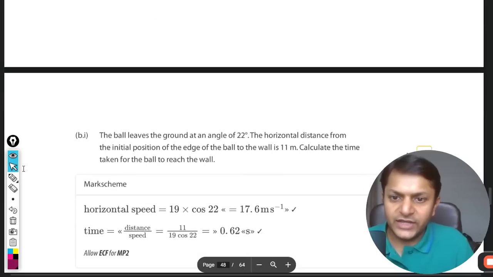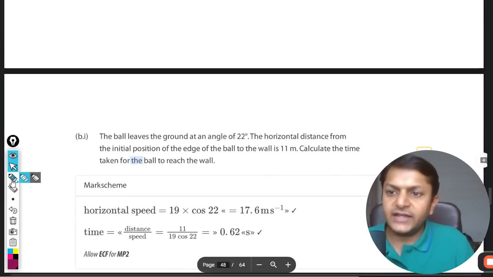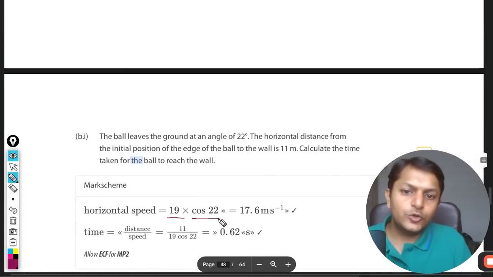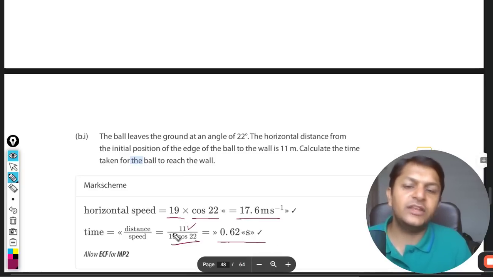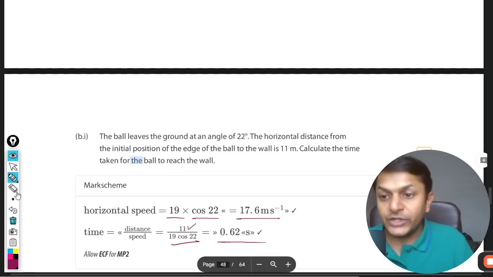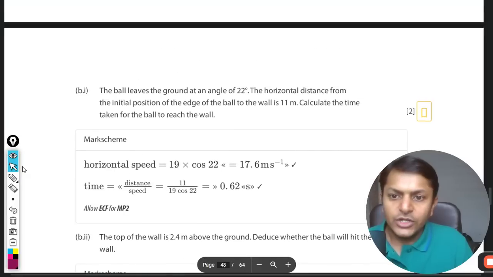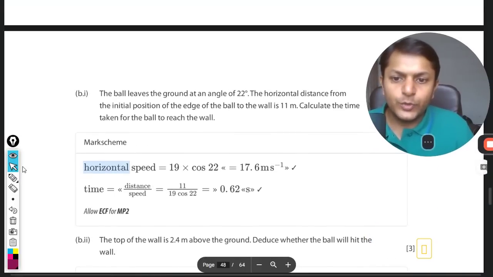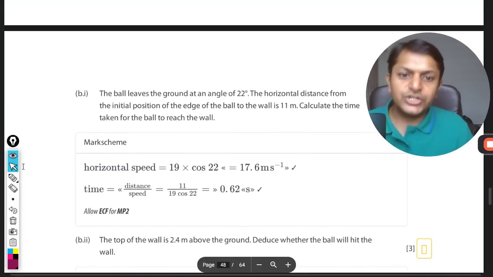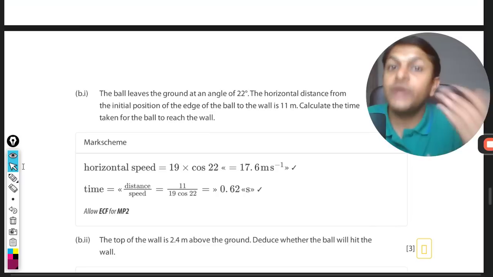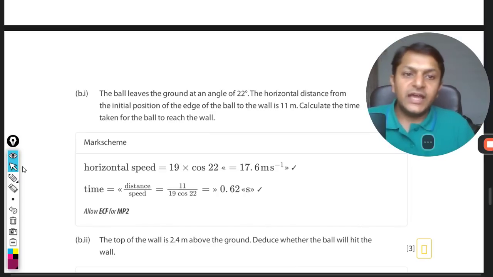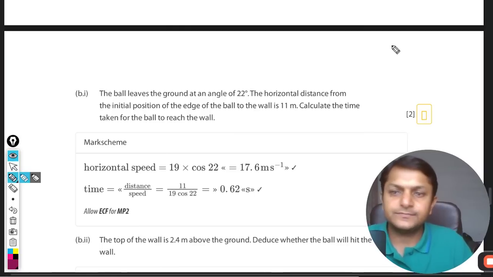Okay, so let's see how they have done. Yeah, they have done exactly the same thing. 19 into cos 22 is the horizontal speed. They divided the distance by speed and they get the time, which is 0.62 seconds. Now, the top of the wall is 2.4 meters above the ground. Deduce whether the ball is going to hit the wall or not. The time is 0.62 seconds.